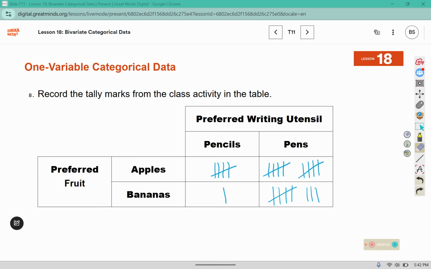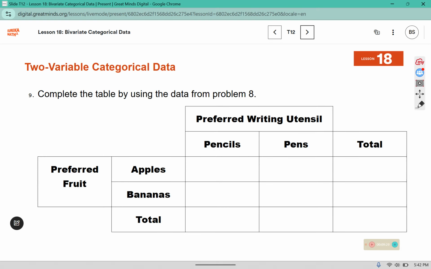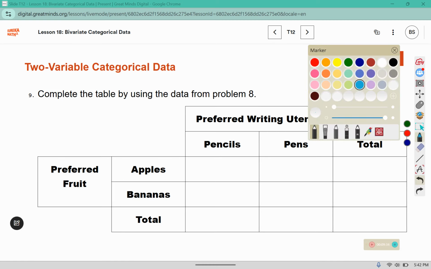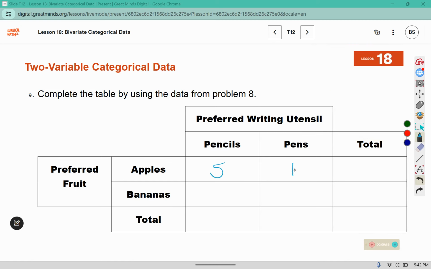This is just the start of a two-way table. Typically, we'll also include a row for the totals. So we had 5 and 10 and a total of 15 people who liked apples. We had 1 and 8 and a total of 9 people who liked bananas. If we look at the pencils, there's 5 and 1 make a total of 6 people who liked pencils. And pens, we have 10 and 8 for a total of 18 people who like pens.